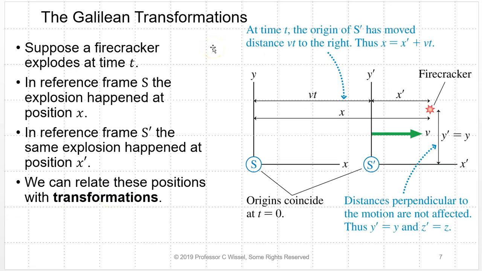Okay, now these are the Galilean transformations. Suppose we have a firecracker exploding at time t. In reference frame S, this explosion happened at position X. In reference frame S prime, the same explosion happened at position X prime. So here's X prime and here's X. We can relate these positions with transformations. Now, it's important to note that the origins coincide at time t equals 0.